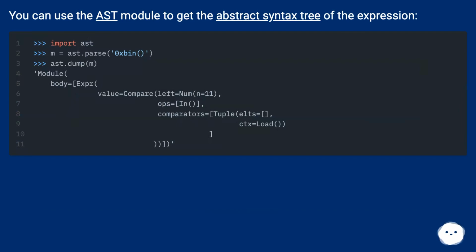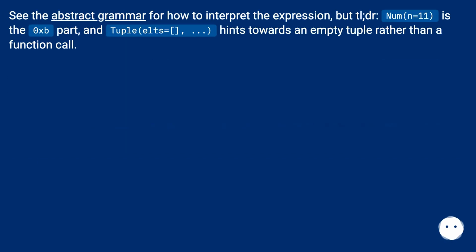You can use the AST module to get the abstract syntax tree of the expression. See the abstract grammar for how to interpret the expression, but TLDR: Num(n=11) is the 0xb part, and Tuple with an empty list hints towards an empty tuple rather than a function call.